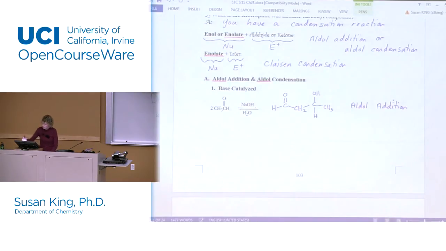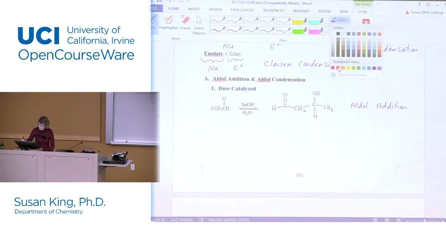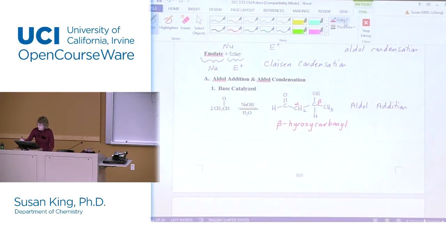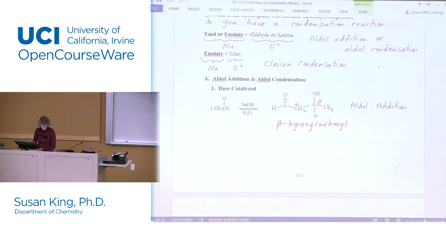Our product is a beta-hydroxycarbonyl. Let's see where we get that. Here's the alpha position, here's the beta position. This is a beta-hydroxycarbonyl, so you want that on your radar. If you say beta-hydroxycarbonyl, you can potentially make that by an aldol addition. But what can also happen is this can go further.